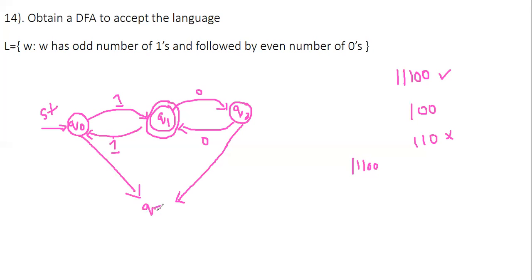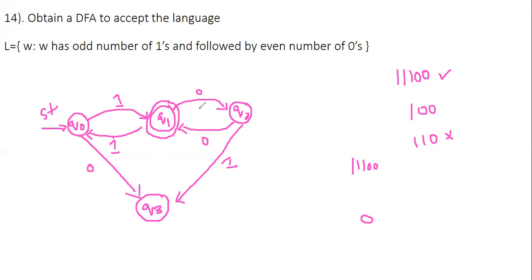Let me write it as Q3. So Q0, if it has received 0, the condition is what? The odd number of ones should be followed by even number of zeros. If the string is beginning with 0, then it should go to the trap state. Then later, it should end with 0. But instead of ending with 0, if it is ending with 1, then it will go to the trap state. Clear? So this is the particular DFA we can design for this question.